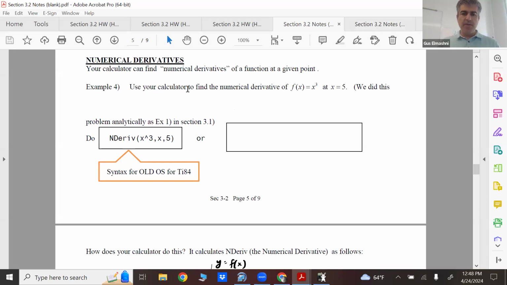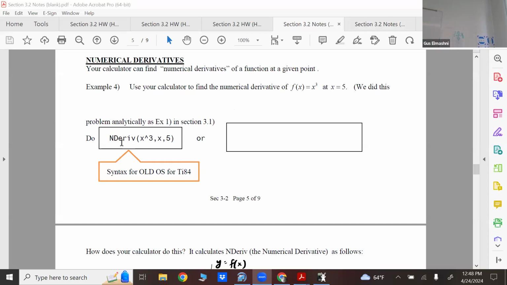Yeah, so here's the deal. We're going to pick it up from the middle of page 5. You can find numerical derivatives. I emphasize the word numerical because it's not doing it analytically. So like x cubed at x equals 5. Now, the old school way, before the calculator went through an upgrade, I think in 2009, 2010, where they have the more symbolic stuff, it looked like this.